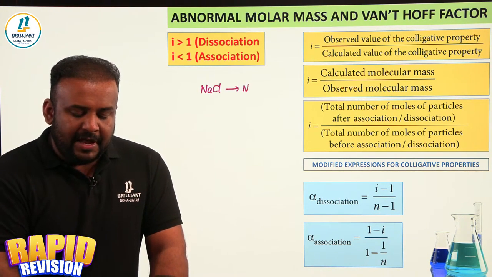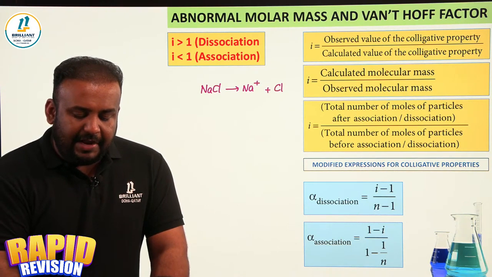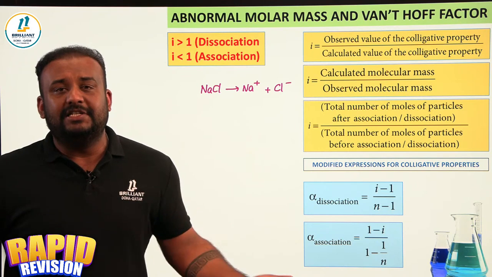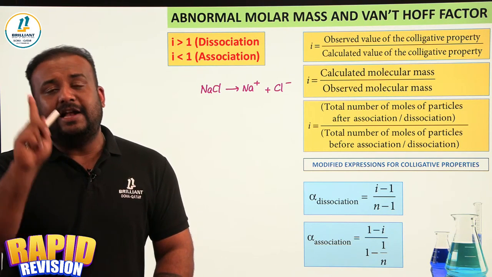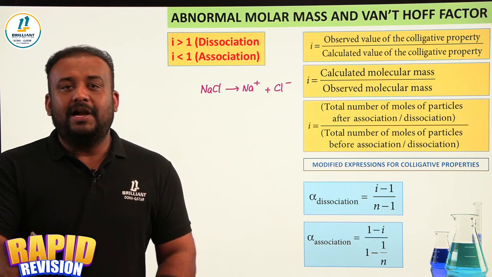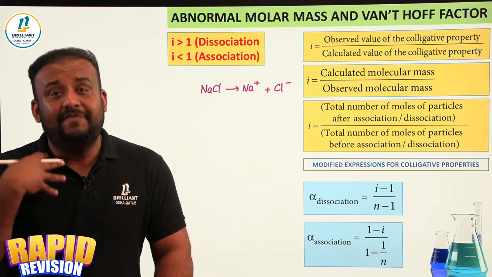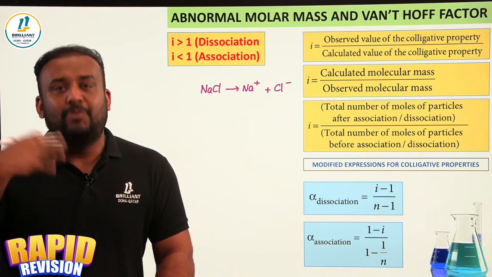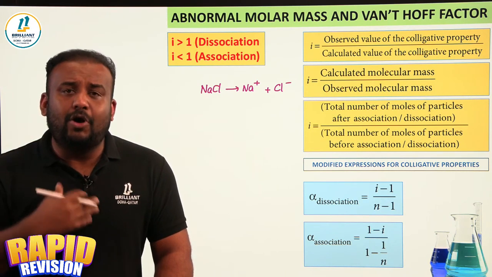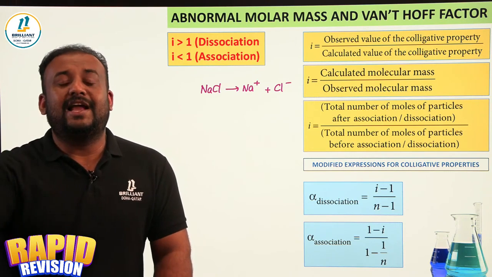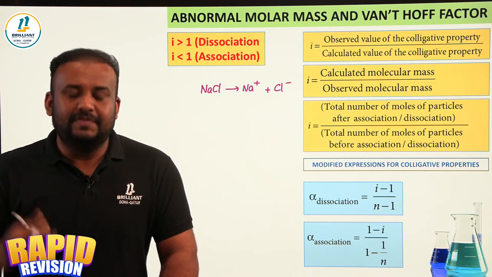So what is the problem? We are predicting the colligative property based on the number of moles, and we are doing all the calculations assuming that NaCl is 1 mole. But in reality, there will be 2 moles. So whatever calculation we do for a colligative property or a molecular mass determination, it will be wrong for an electrolyte. That's the reason why we introduced a correction factor called Van't Hoff factor.